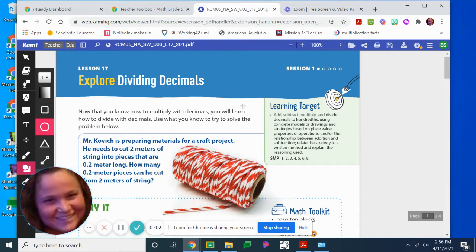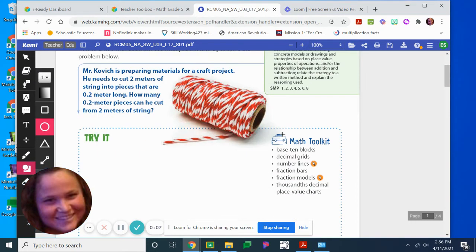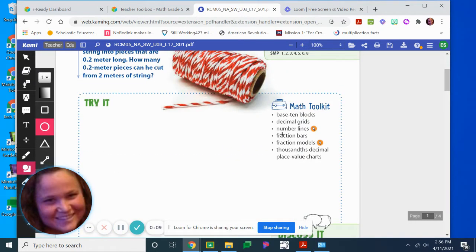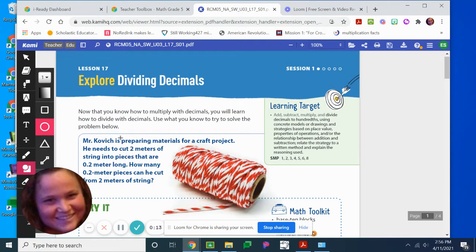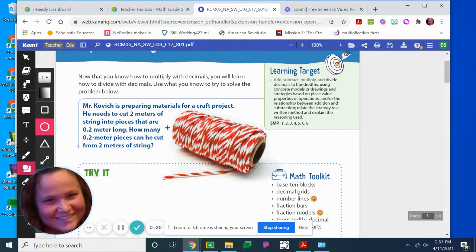Hi, boys and girls. All right, so we get to start lesson 17, which is dividing decimals. We are on page 347 in your book, so go ahead and open those up so we can take some notes. It starts off with, now that you know how to multiply with decimals, you'll learn how to divide with decimals. Use what you know to try to solve the problem.